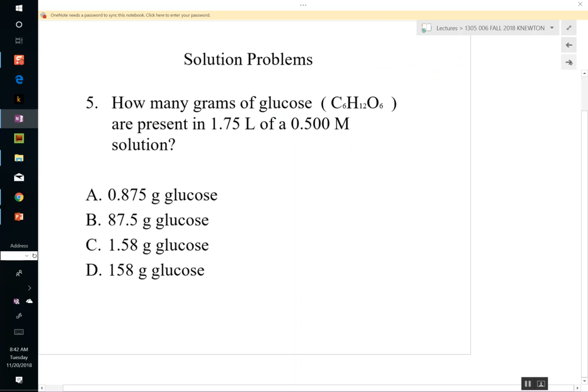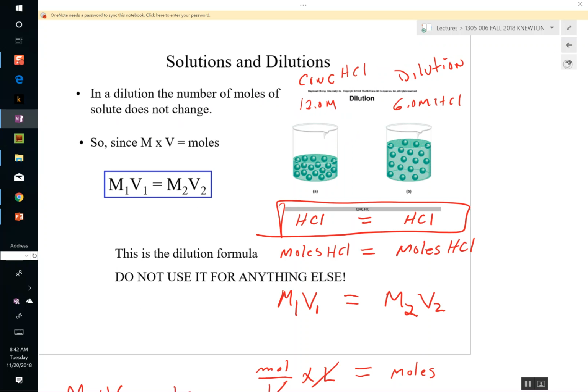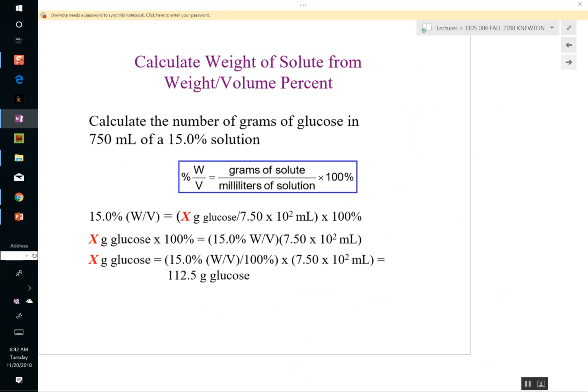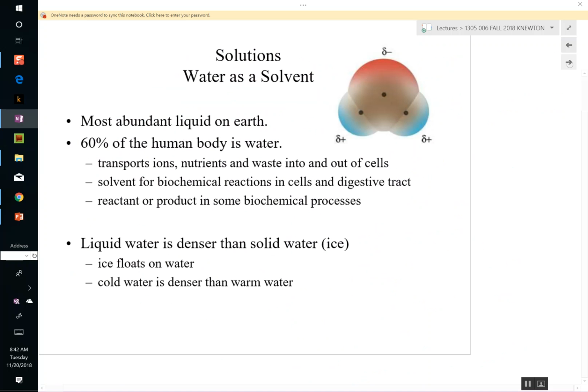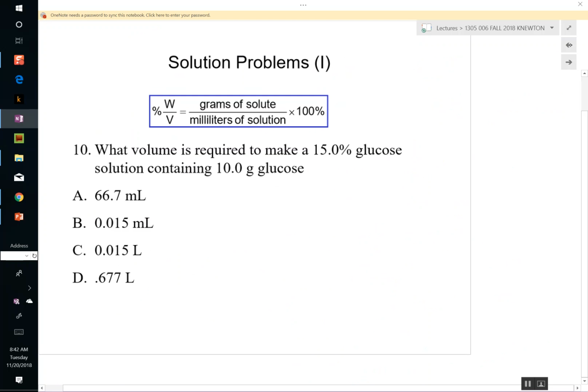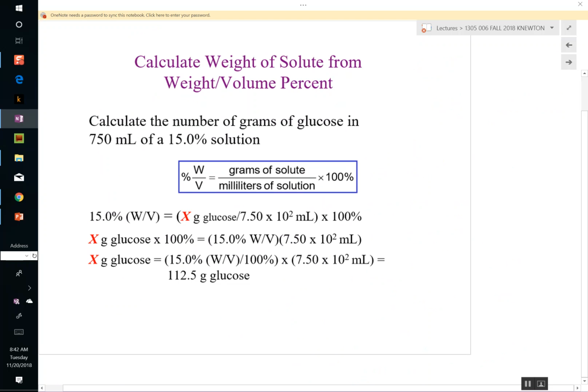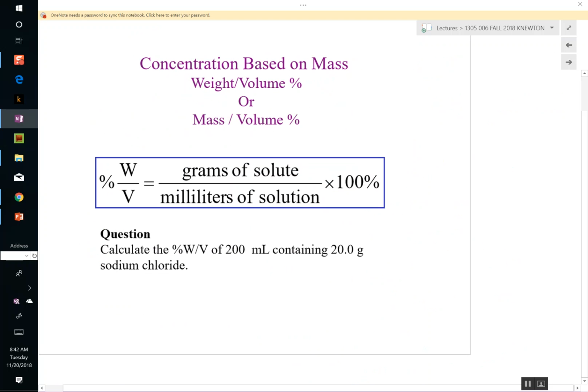All right. I just want to touch on the real highlights here. We got dilution. Now, oh, this really went ahead of me here. We will do a couple of these problems. Let's introduce it. So this is weight volume percent or mass volume percent.